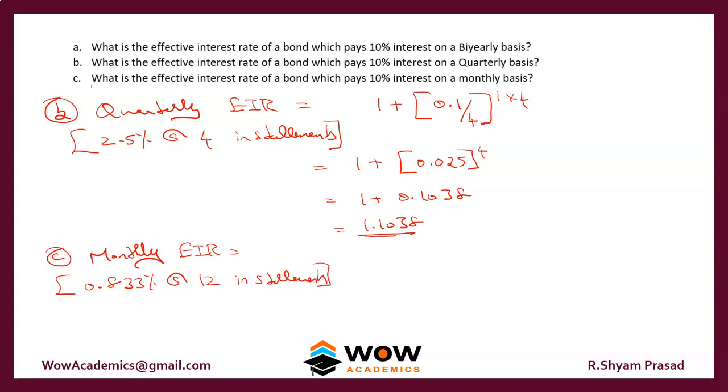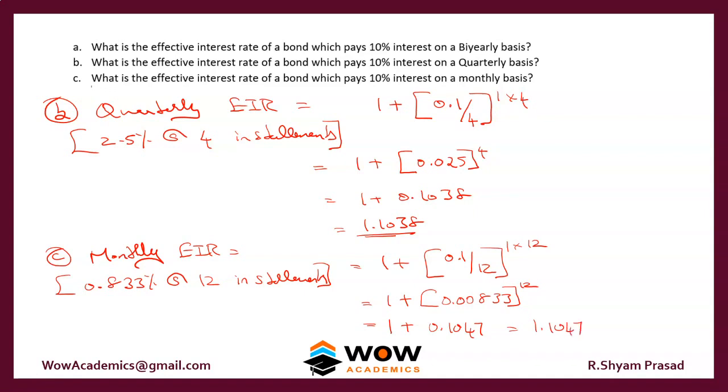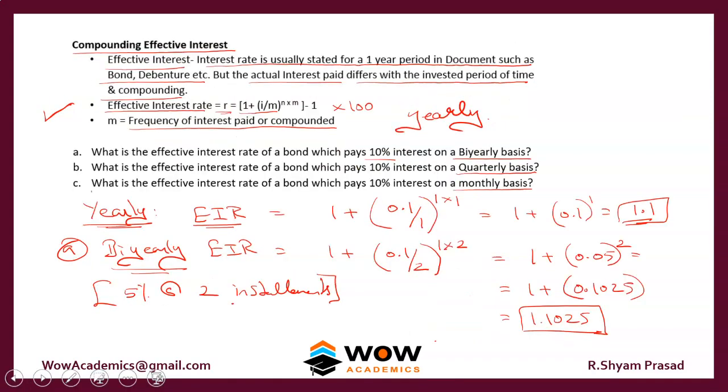So how do we get 0.833 and 12 installments? We'll do it again. The formula is again 1 plus, see the interest is 0.1 divided by 12 months, because every month we are going to get an interest. So it works like this: 1 plus, so we'll get an answer like this, 0.1047. So the answer will be 1.1047. So our total answer is 1.1047.